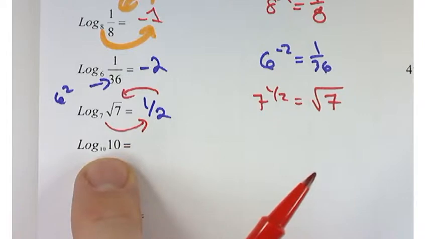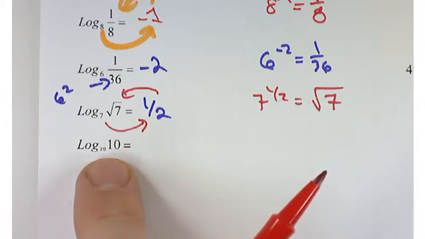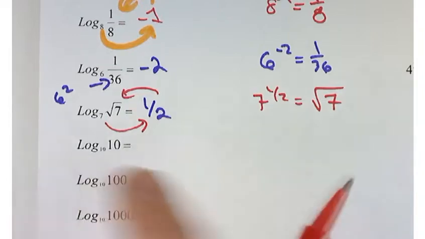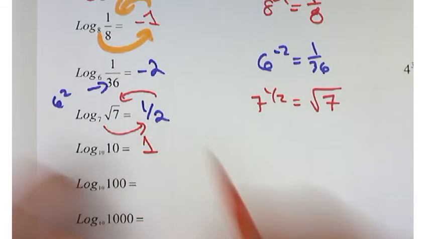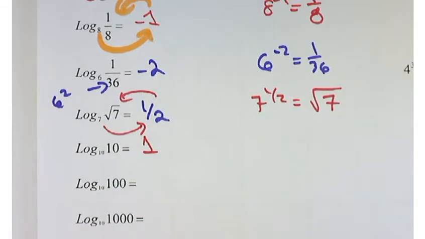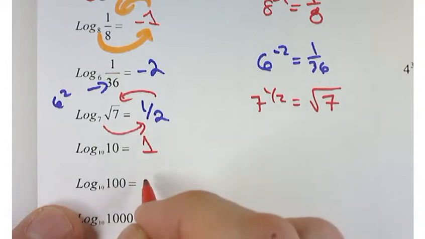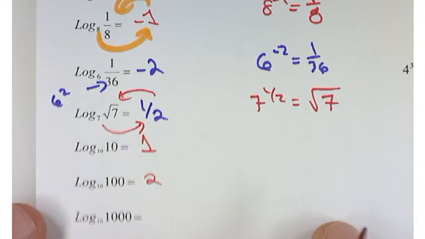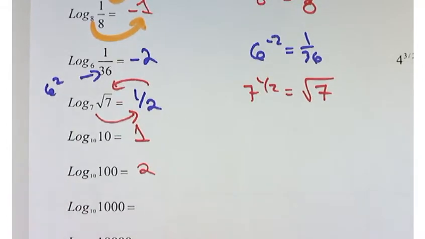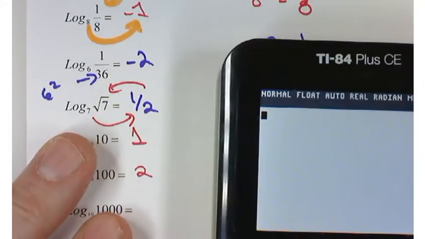How about an easy one? Log base 10 of 10. Not 2. 1. Yeah, the next one's 2, right? What power of 10 gives me 100? That would be a 2. Now with these, let me start sharing with you that you can do stuff on your calculator. So let's take a look at this on your calculator.